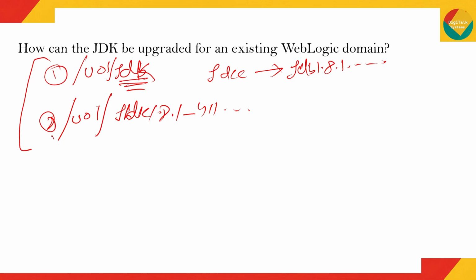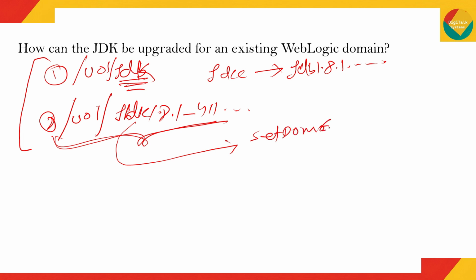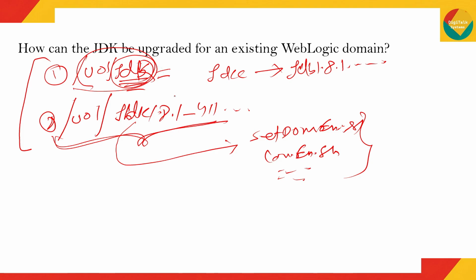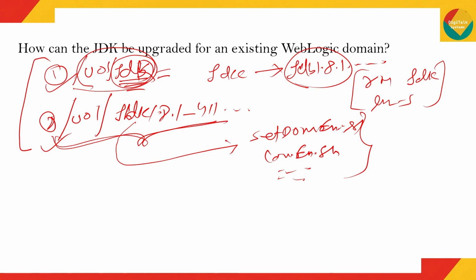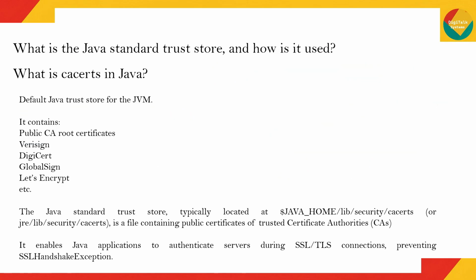If this is the situation where you have a complete path in the configuration files, then you need to change it in each and every configuration file. Like you have to change setDomainEnv.sh, commEnv.sh, and there are a few more files that you need to change manually. If you have the structure where you have created a symbolic link, as I explained in the previous slide, then you just need to extract the new folder, remove the existing symbolic link, and recreate it with ln -s. Simple, and your JDK will be upgraded and you don't need to change the configuration files.